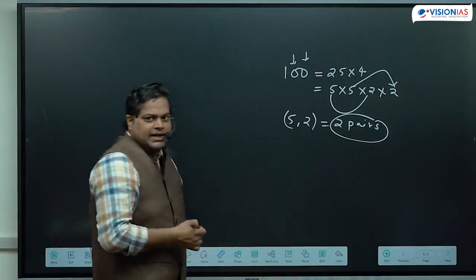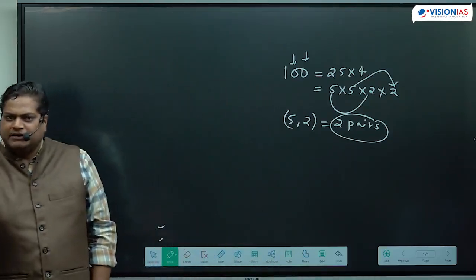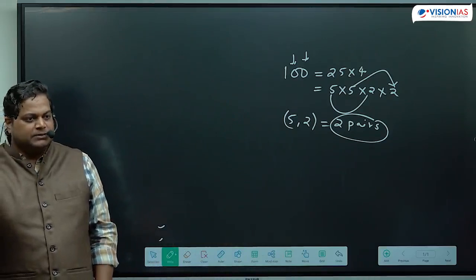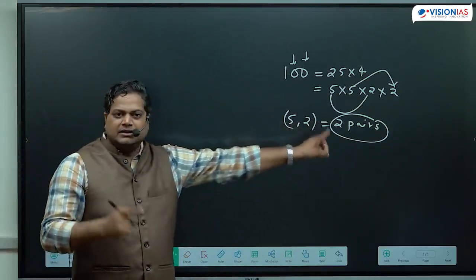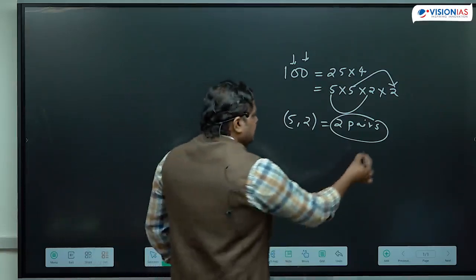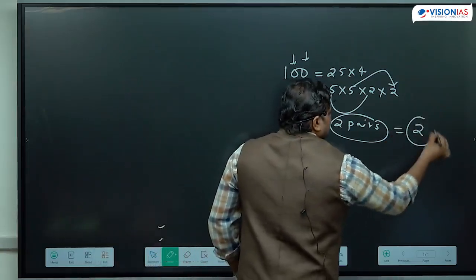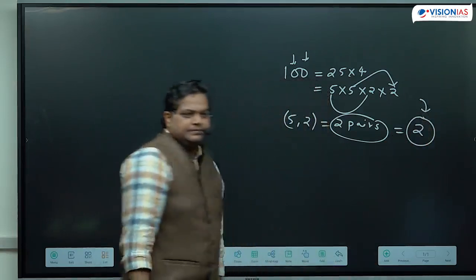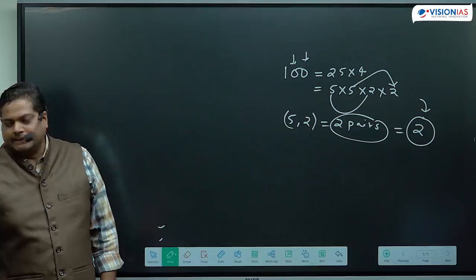How many zeros we can get at the end? 5 and 2 के one pair से 5 into 2 is 10, 1 0. 5 into 2 again 10, one more 0. That means 2 zeros will be there at the end.